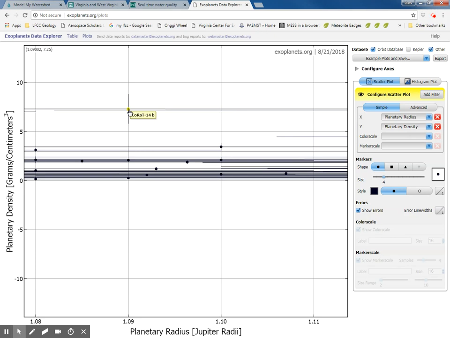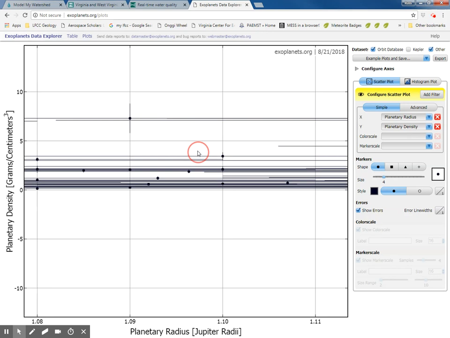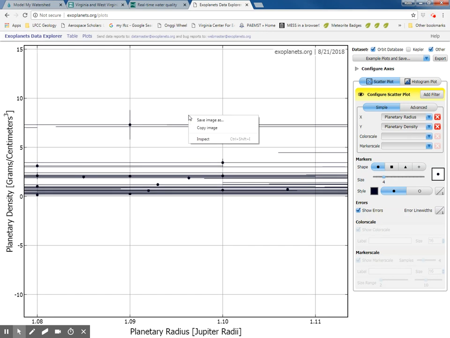I'm not looking for something you're going to publish here. I'm just looking for you to include a graph and then go from there. Now, let's say I wanted to include this. Well, I could copy the image.